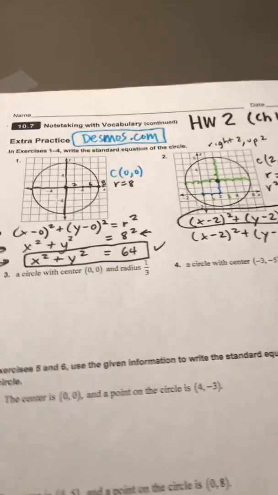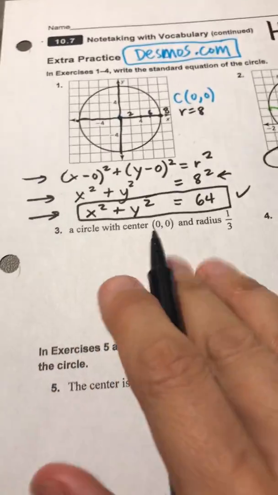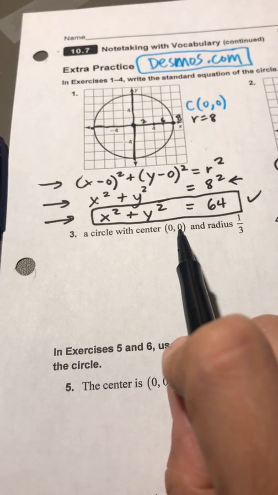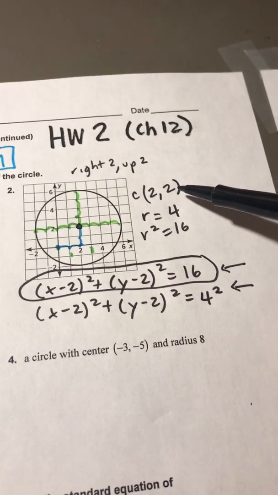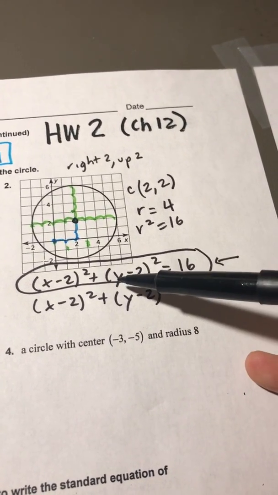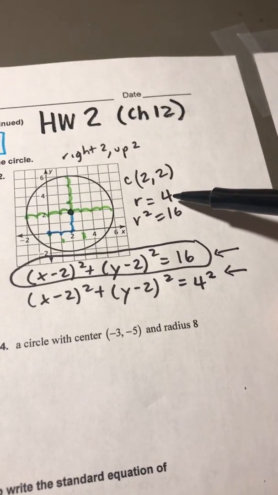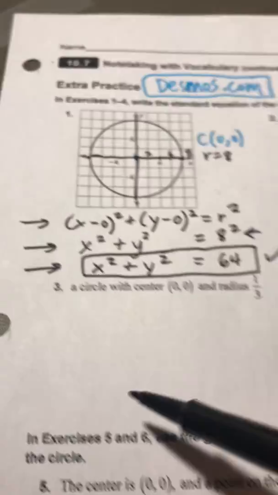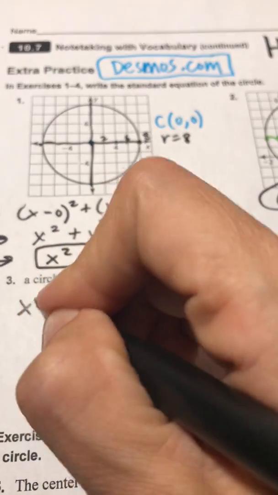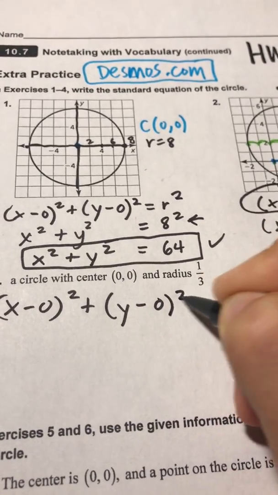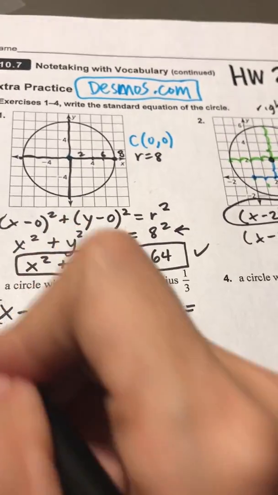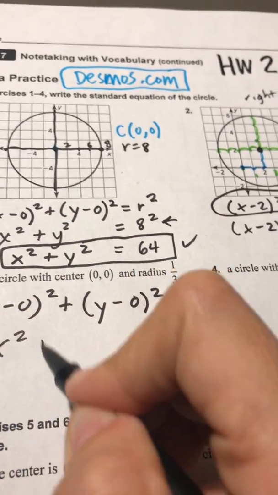All right, next question. I have to do the opposite. I need a center of 0, 0 and a radius of 1/3. So I think I can just do what I did here. If I know the center, I plug it in, but they're lying. If I know the radius, I square it and it goes there. So let's give that a try. When a circle's center is at 0, 0, then this is what it can look like. That would be correct, or this.